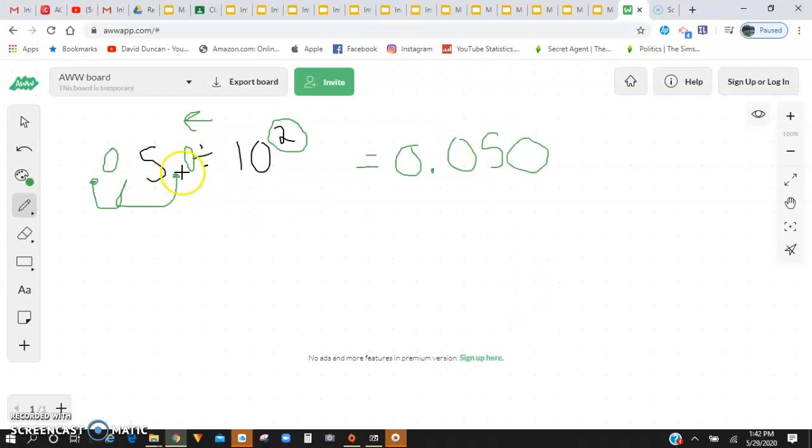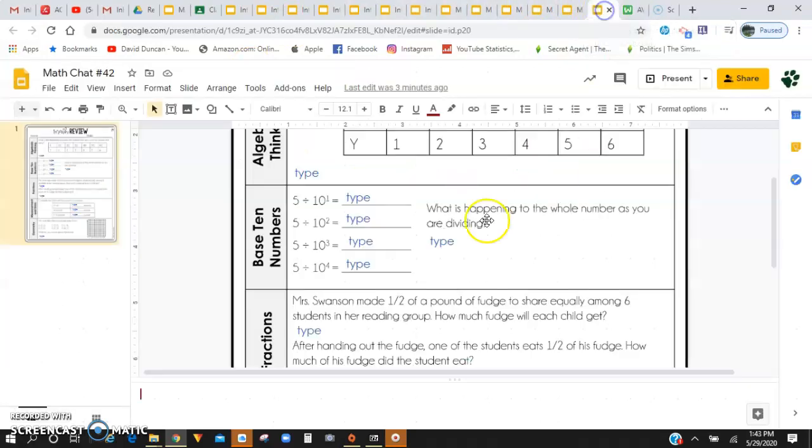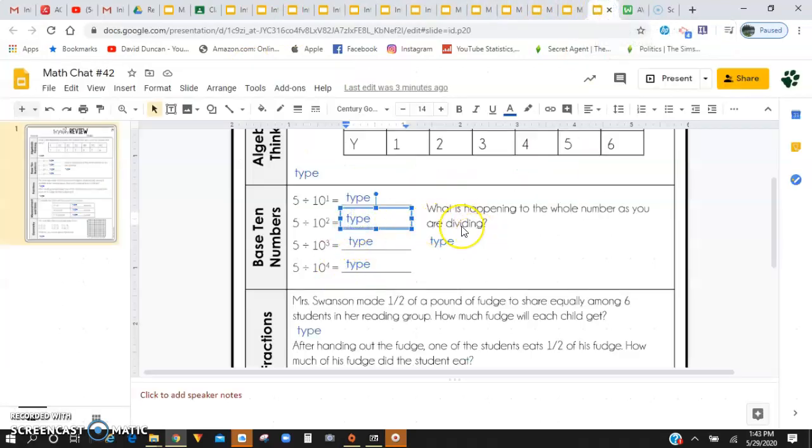I picked it up and moved it to the left 2 times, and I just added the decimal right next to the 5 when I first started off without changing the value. So my new answer is 5 hundredths. Let me put that here. There we go. And I can put that 0 there. It doesn't matter.